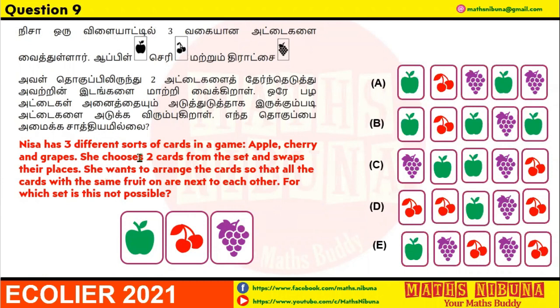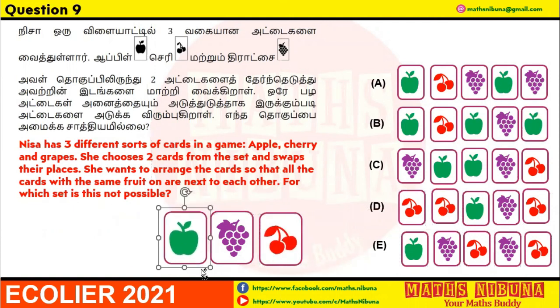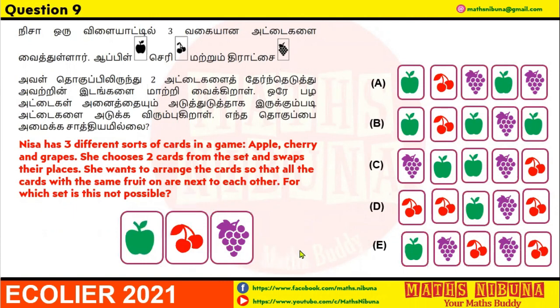She chooses 2 cards from the set and swaps their places. That means, let's say she chooses these 2. Okay, that means she has to swap like this. Okay, that means it becomes like this. This is what the question said. She just takes 2 cards and swaps their places. She wants to arrange the cards so that all the cards of the same fruit are next to each other. That means apple can be beside apple. Cherry can be beside cherry. So it cannot be like this. One grape is here, one grape is here, cannot. So it must be side by side. So for which set is it not possible among A, B, C, D.